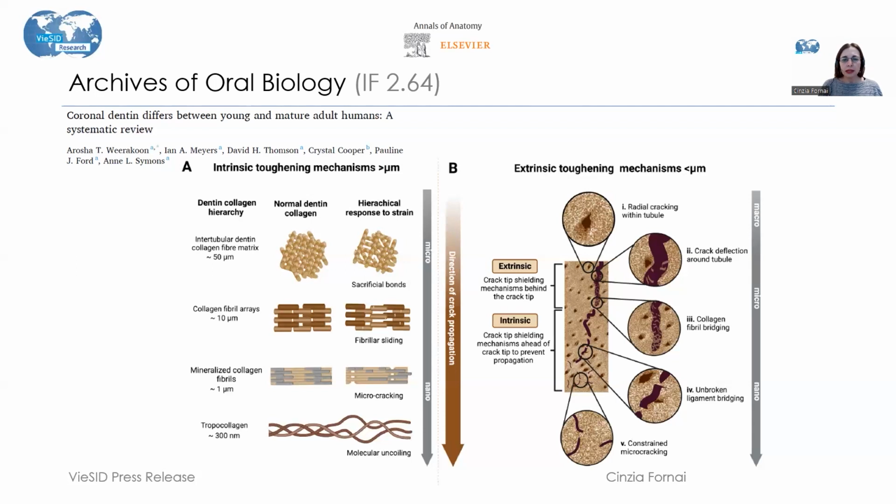Figure 8 depicts the toughening mechanism of the dentin at the micro and nanoscale in response to strain with reference to denticollagen organization. In Figure B, toughening mechanisms are illustrated at the macroscopic level, showing the response to a fracture extending through dentin.